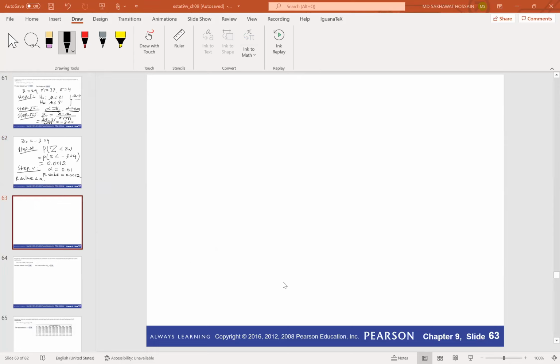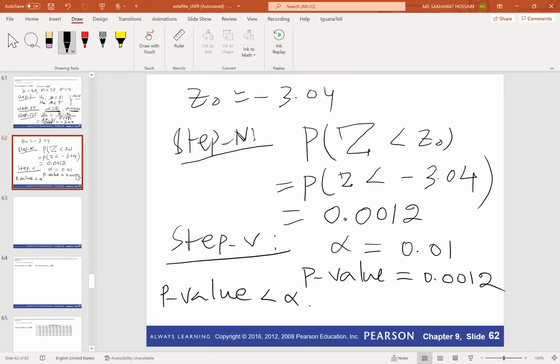Yes, we reject the null hypothesis, right? Because the p-value is less than the alpha value. Here the p-value is less than alpha value. So our decision should be to reject the null hypothesis.